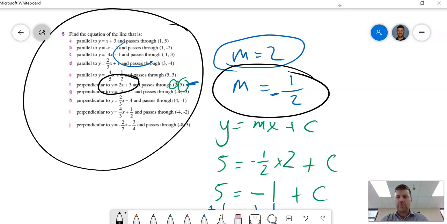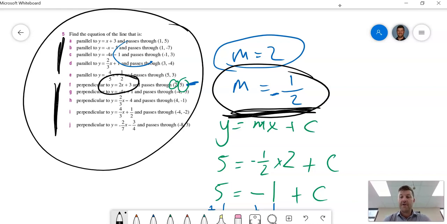You can then look at the equation you're starting with and substitute some values in once you determine what that gradient will need to be. And remember, if it's parallel, it's going to have the same gradient. If it's perpendicular, it's going to have a gradient that is the negative reciprocal. So for example, if a gradient is 2, which is 2 over 1, the negative reciprocal of that is minus 1 over 2.